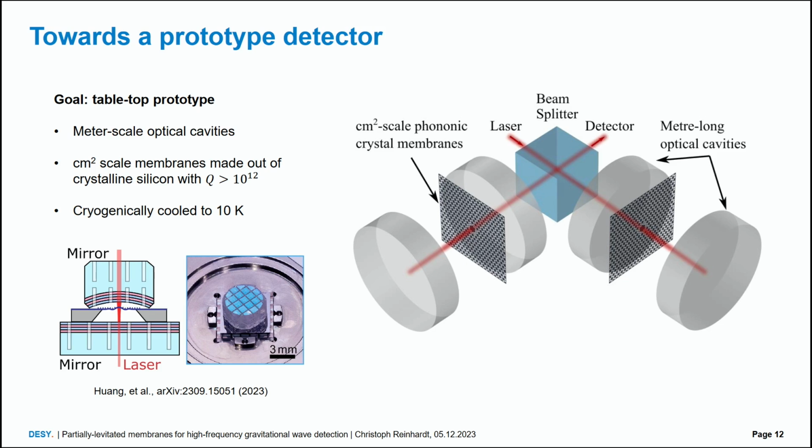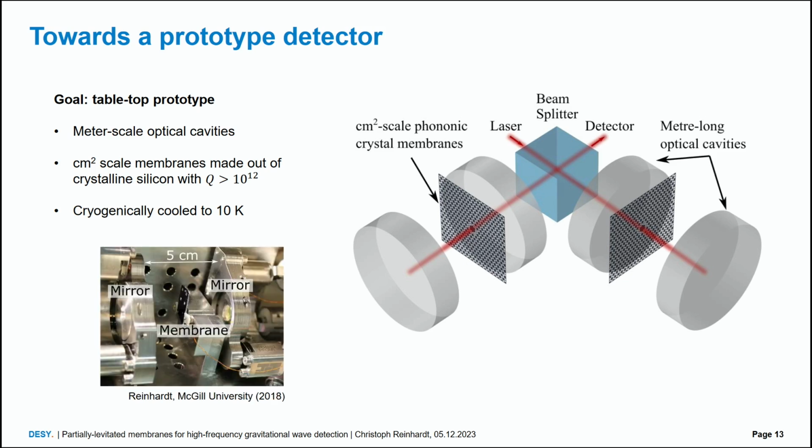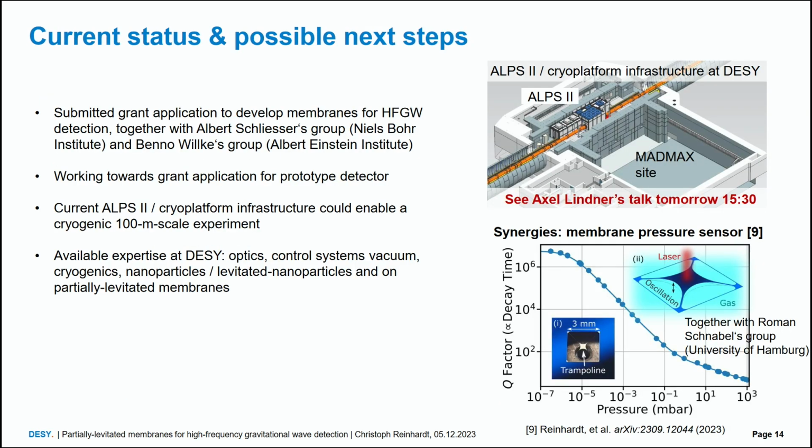So we would like to scale it up to centimeter membranes and meter scale cavities, and in the end, even 100 meter long cavities. But you can make them longer, so this is not the question. During my PhD, I worked on something where we had centimeter long cavities. Okay, and with this, I would like to summarize by giving you the current status and possible next steps. So we submitted a grant application in order to realize these large membranes. This we did together with Albert Schliesser's group from Copenhagen and Benno Wilke's group. Albert Schliesser's group actually invented these phononic crystal membranes.